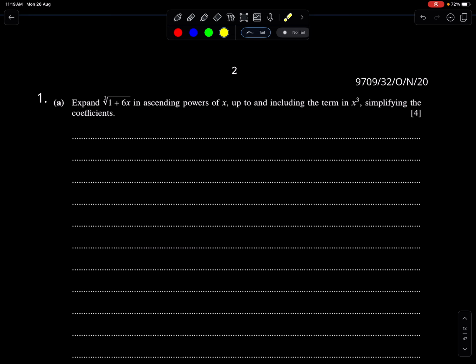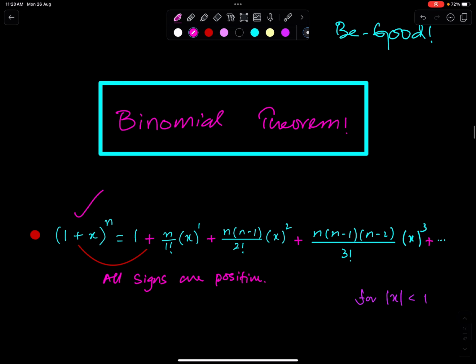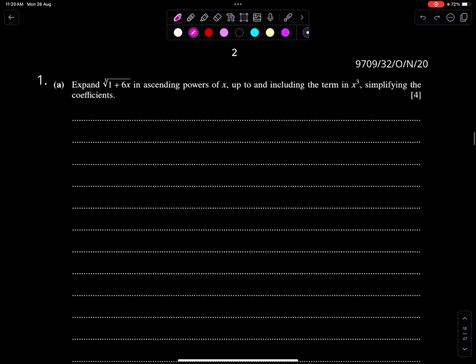Example question. This question is from November 20, paper 3-2. Expand 1 plus 6x cube root in ascending powers of x up to and including the term in x cube, simplifying the coefficients. So we will use this first result to expand 1 plus 6x cube root. So 1 plus 6x whole power 1 upon 3.